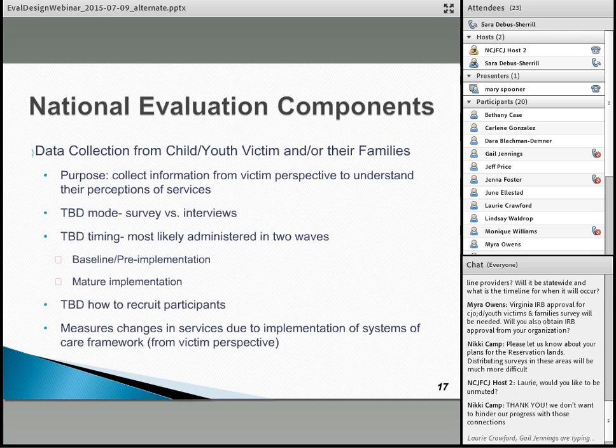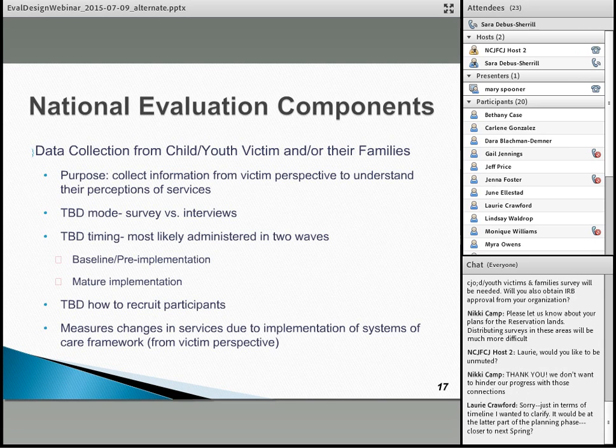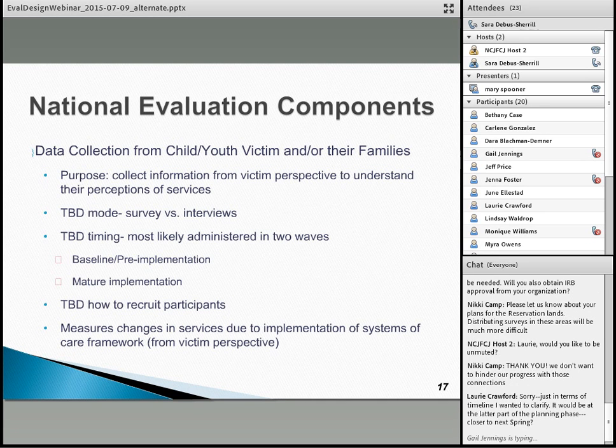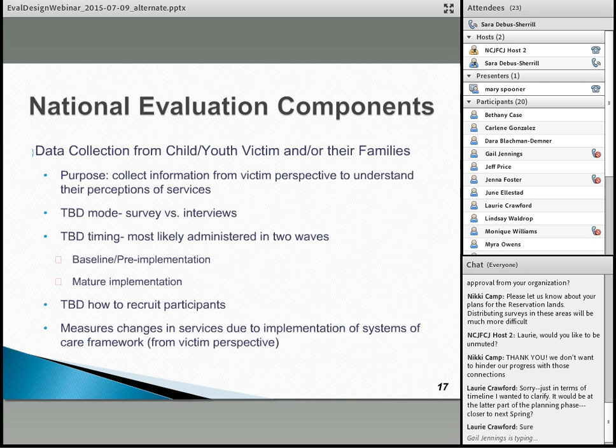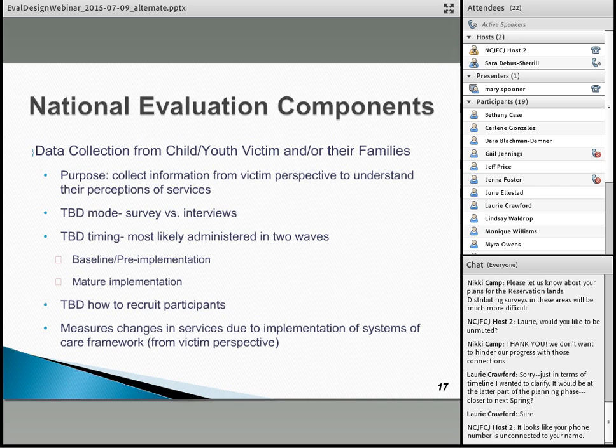Okay. Let's see. Yes, Lori. So we would try to time these. Lori asked about the timing of these, and I do have a visual at the end that I think will help with this, but we want to get this as close to before implementation as possible. So depending on when that is for each site, we would be hoping to field this anywhere from 3 to 5 months before that implementation point. The service provider survey would probably be shorter than the victim one.